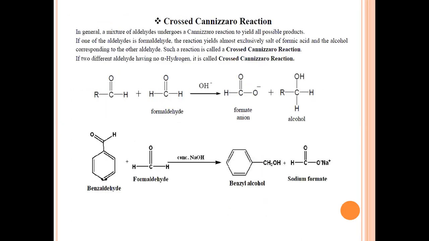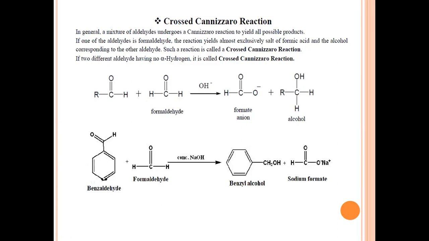Now we are proceeding further to the next very important reaction, the crossed Cannizzaro reaction. As with crossed aldol condensation, here also a mixture of aldehydes undergoes a Cannizzaro reaction to yield all the possible products. If one of the aldehydes is formaldehyde, then the reaction yields almost exclusively the salt of formic acid and the alcohol corresponding to the other aldehyde. Such a reaction is called the crossed Cannizzaro reaction.